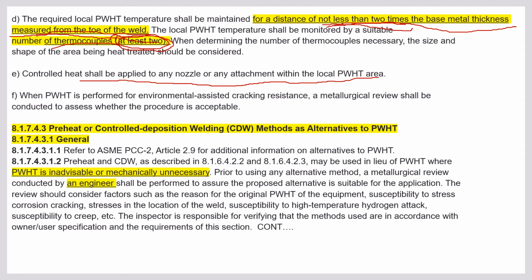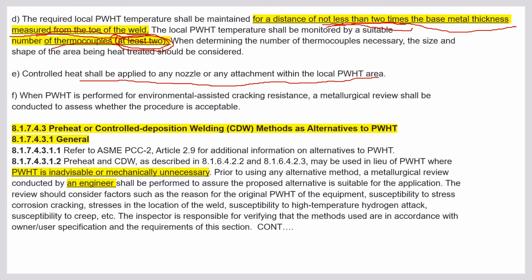So what is preheat or controlled deposition welding method as an alternative to PWHT? How can we avoid PWHT? PWHT is a requirement and we cannot do the PWHT. How? By which method? Preheating or controlled deposition welding. Controlled deposition welding means the weld deposit can be controlled. Sometimes the half bead technique is used. You weld it, then grind half of it, and again do the welding. So the half bead technique is one of the techniques by which we can avoid PWHT. Those things we will read here.